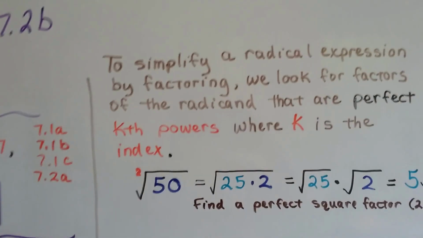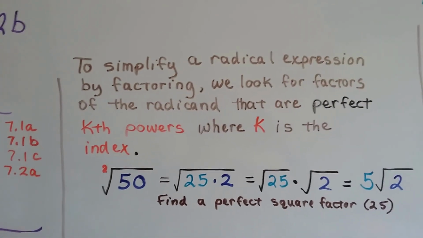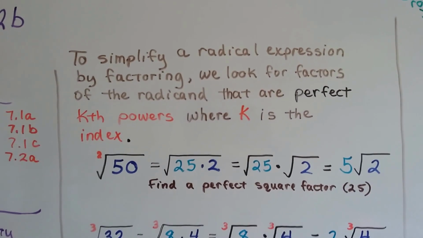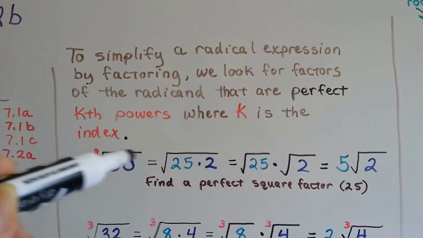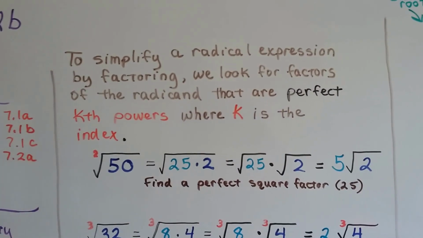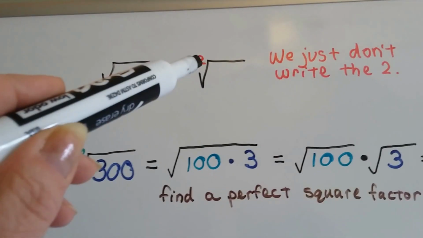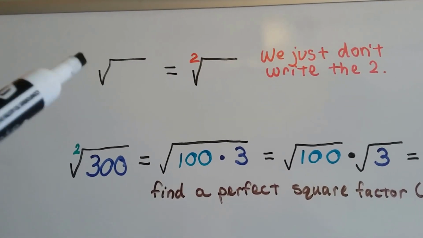To simplify a radical expression by factoring, we look for factors of the radicand that are perfect kth powers, where k is the index. So when we see a regular radical symbol, there's actually a little invisible 2 there, okay? We just don't write the 2. So we see this, and there's actually a little 2 there, okay?